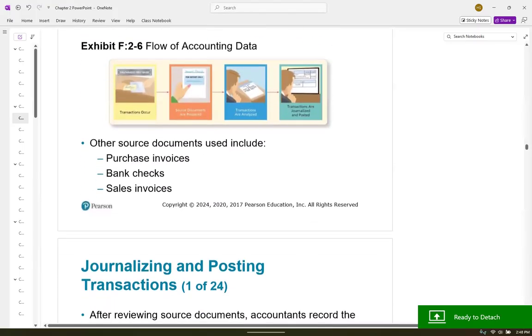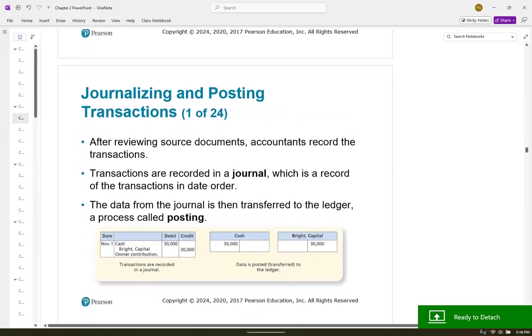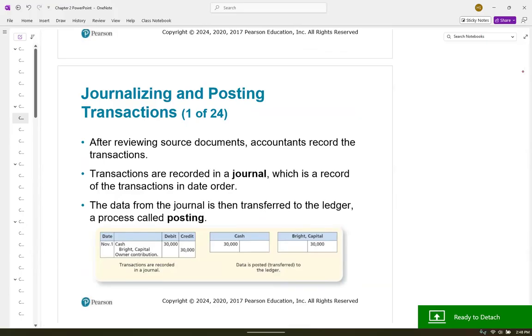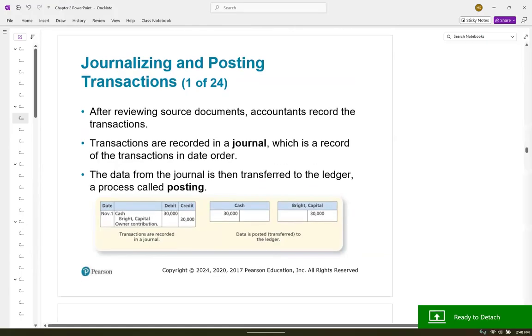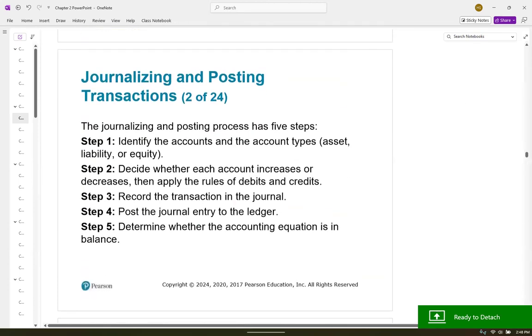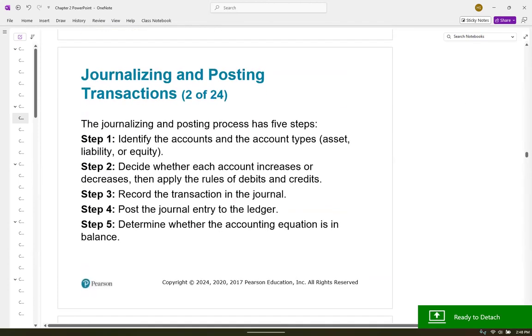So I'm going to jump on down here. Posting is really just moving the journal entry over to the ledger. We'll get to that here in just a second. They give us all of this information to make a journal entry. It's not as complicated as 5 steps here. Identify the accounts and the account types, asset, liability, equity. Determine whether there are increases or decreases. Follow the debit and credit rules. Record the transaction in the journal. Post it to the ledger. And then determine whether your accounting equation is in balance.